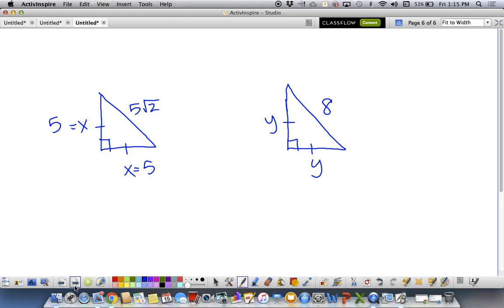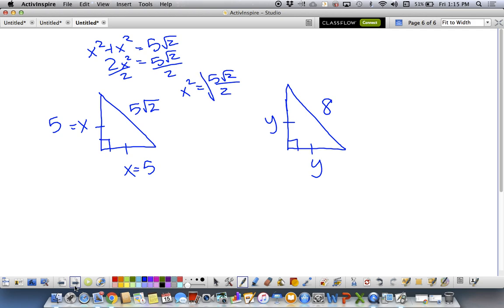I got it. X's are the same. X squared plus X squared equals 5 on the square root of 2. Both legs are congruent. So this is 2x squared, divide by 2 and take the square root. So x squared equals 5 on the square root of 2 divided by 2. You take the square root of all that.